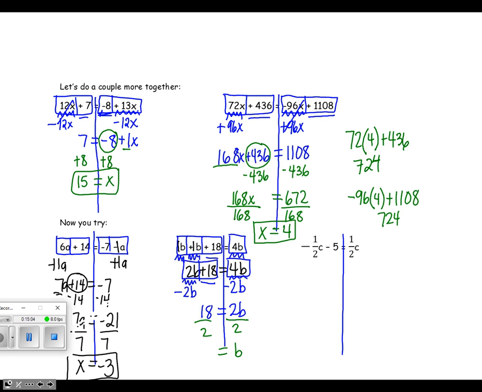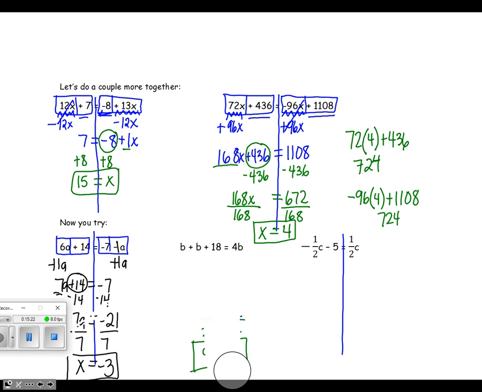and b equals 9. Quick check, 9 plus 9 is 18, plus 18 is 36. 4 times 9, 36. Works perfect. That's the right answer. b equals 9, or 9 equals b. All right, I'm going to do it the other way now. And you'll see that it's going to work.